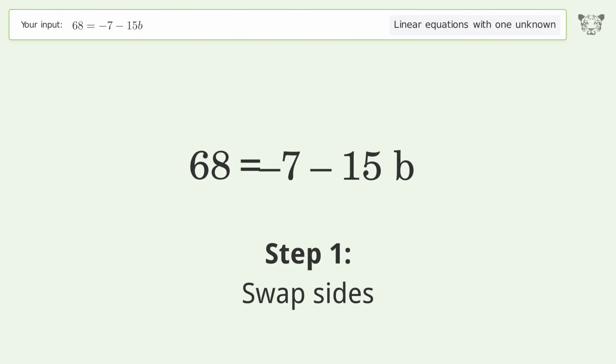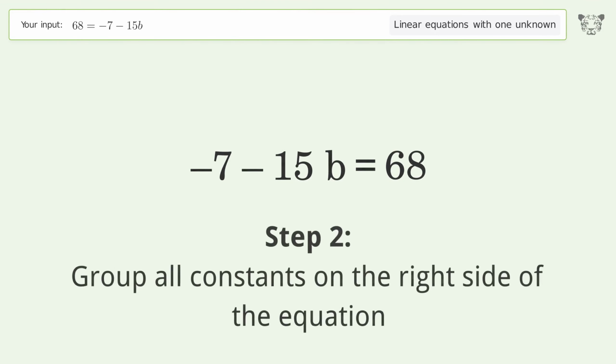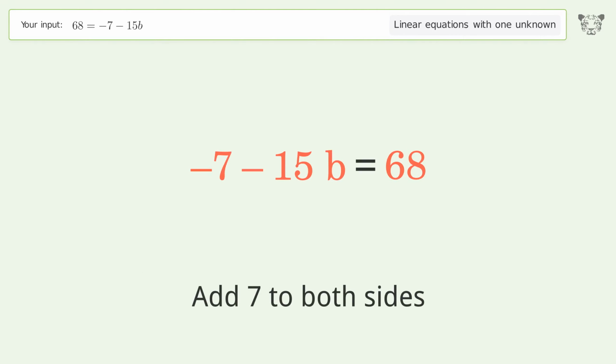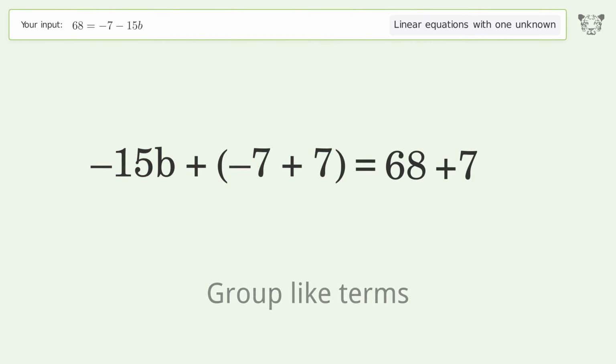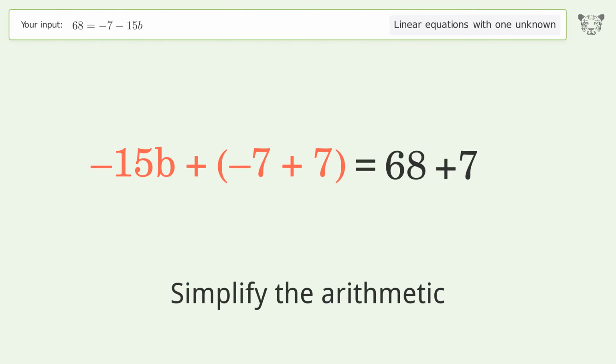Swap sides. Group all constants on the right side of the equation. Add 7 to both sides. Group like terms. Simplify the arithmetic.